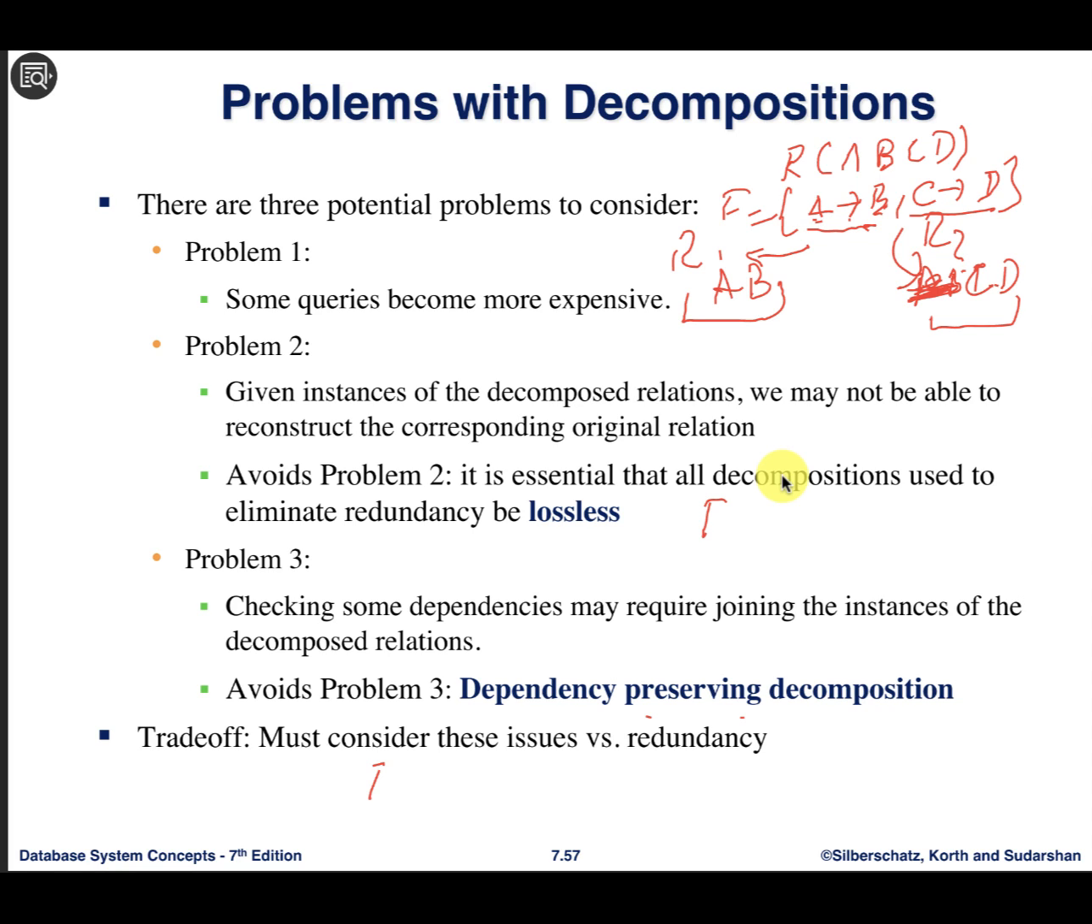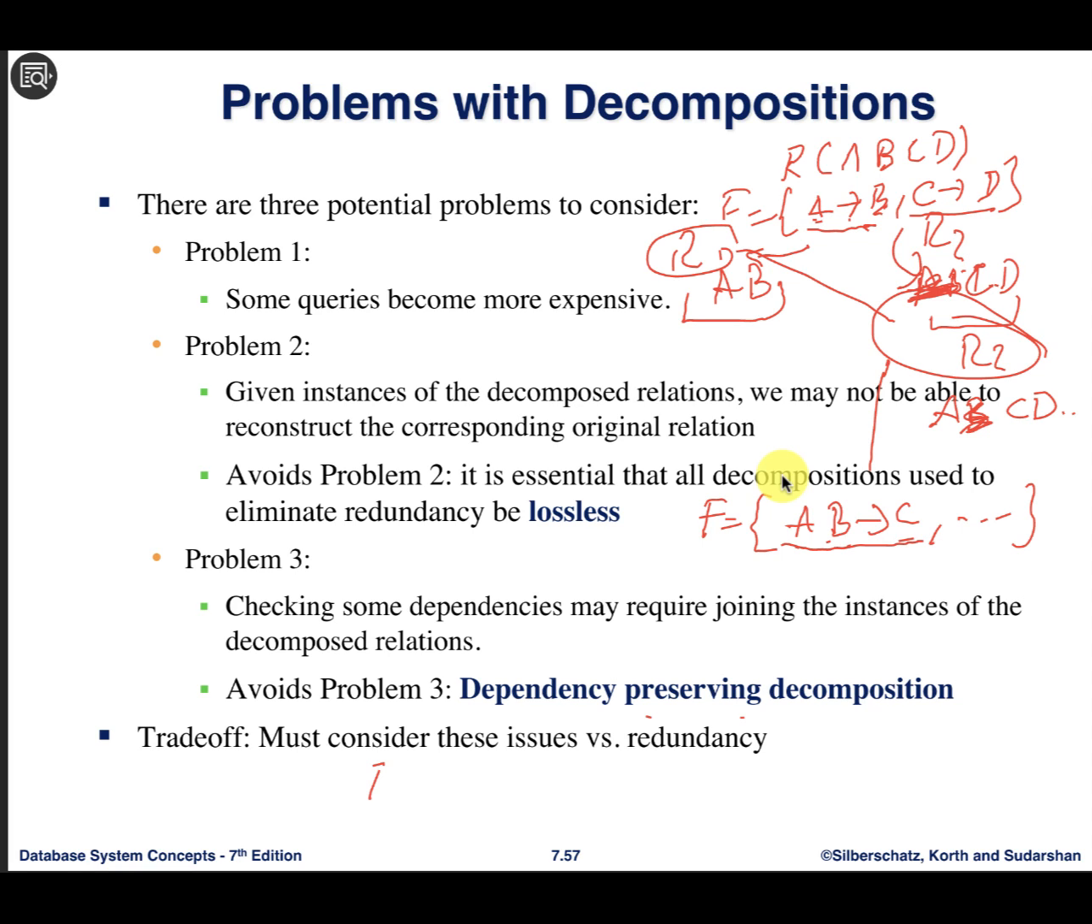But there is a situation where we might change something in F. What if the given functional dependency is AB determines C, for example? In order to check whether AB determines C, assume that the relation R2 is going to be A, C, D, or something like this. In order to test AB determines C, what is required of me? To join R1 and R2 together in order to perform this operation.